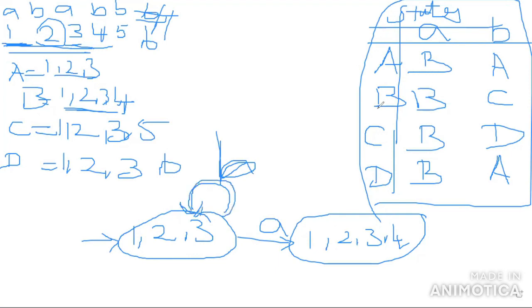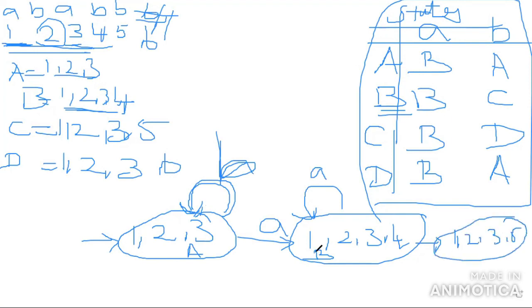Okay. Then check B states. B of A is B. So B of B is A only. Okay. This is nothing but A. This is nothing but B. It's clear? Then B, B can move to C. What is C? C is {1, 2, 3, 5}. So B, B is C. Okay.